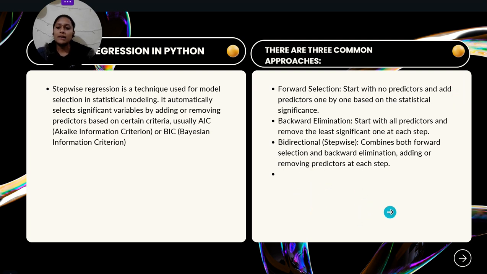Now let's discuss what is stepwise regression and what are the three common approaches. Stepwise regression is a technique used for model selection in statistical modeling. It automatically selects significant variables by adding or removing predictors based on certain criteria, usually AIC or BIC. Now next is the three common approaches. First is forward selection. Start with no predictors and add predictors one by one based on statistical significance. Second is backward elimination. Start with all predictors and remove the least significant one at each step. Third is bidirectional. Combines both forward selection and backward elimination, adding or removing predictors at each step.